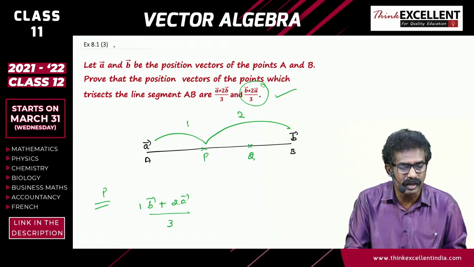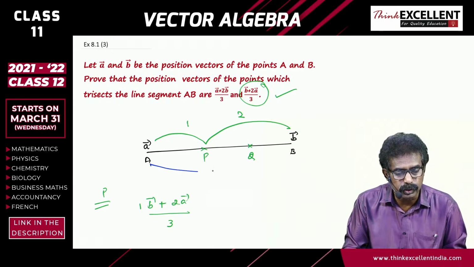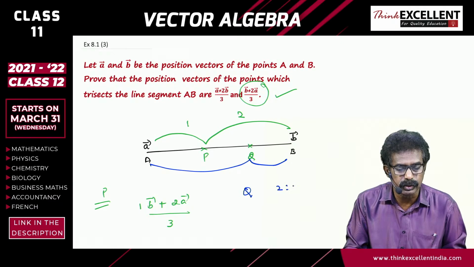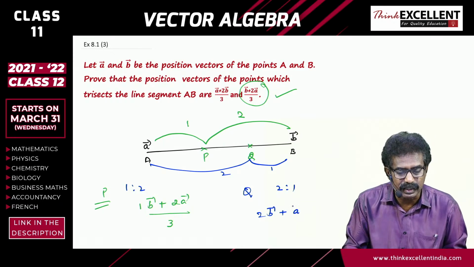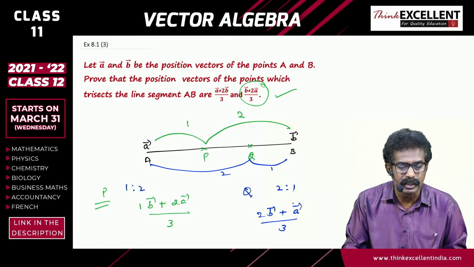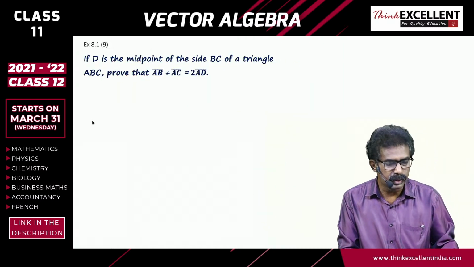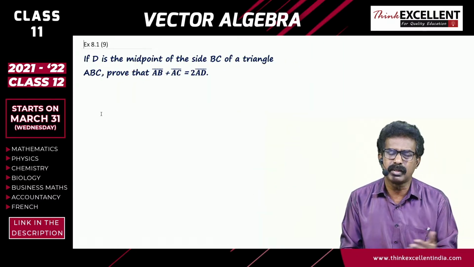Another point: to find q, use the ratio 2:1. To find p, use 1:2. Now 2:1. So 2b vector plus 1 into a vector, by 2 plus 1, that is 3. If you write it in order, it is a plus 2b by 3. Yes, that is the next one, right? It's a very simple question only.